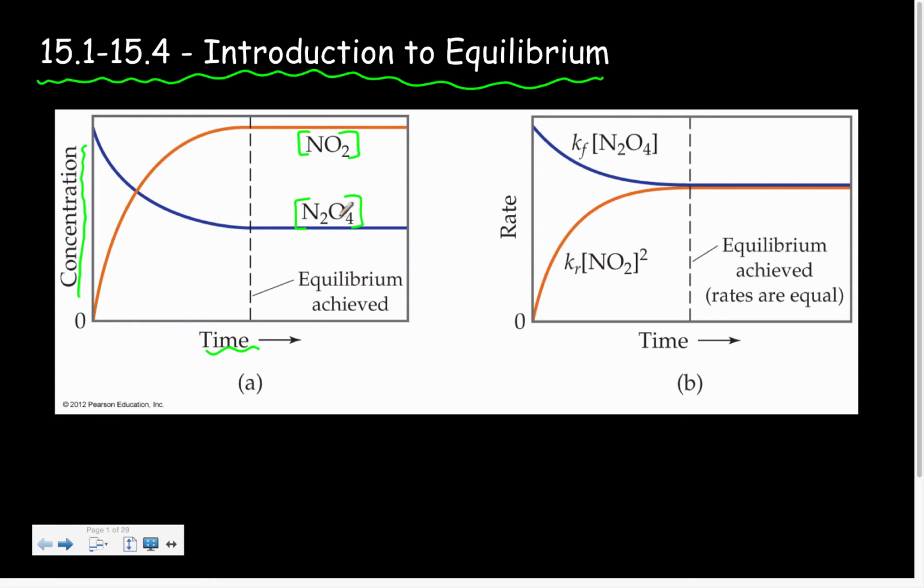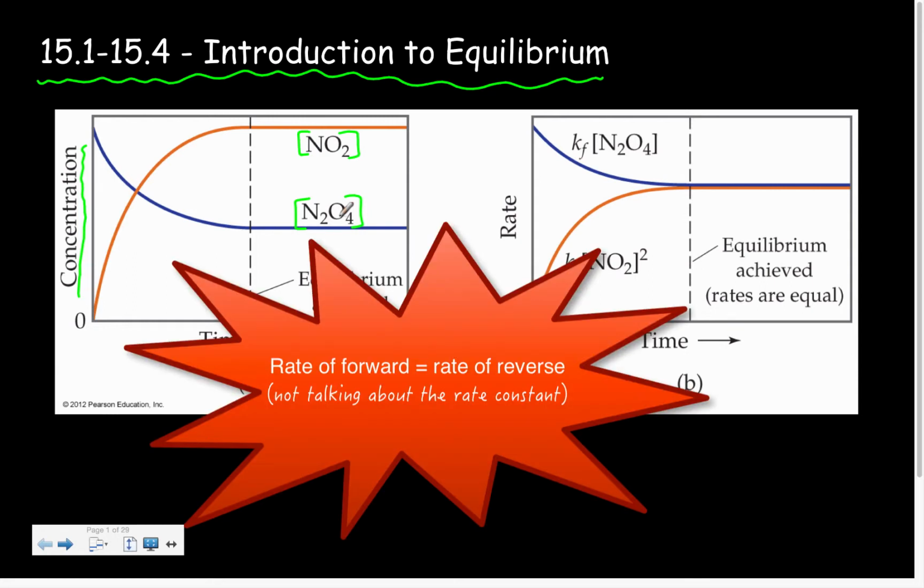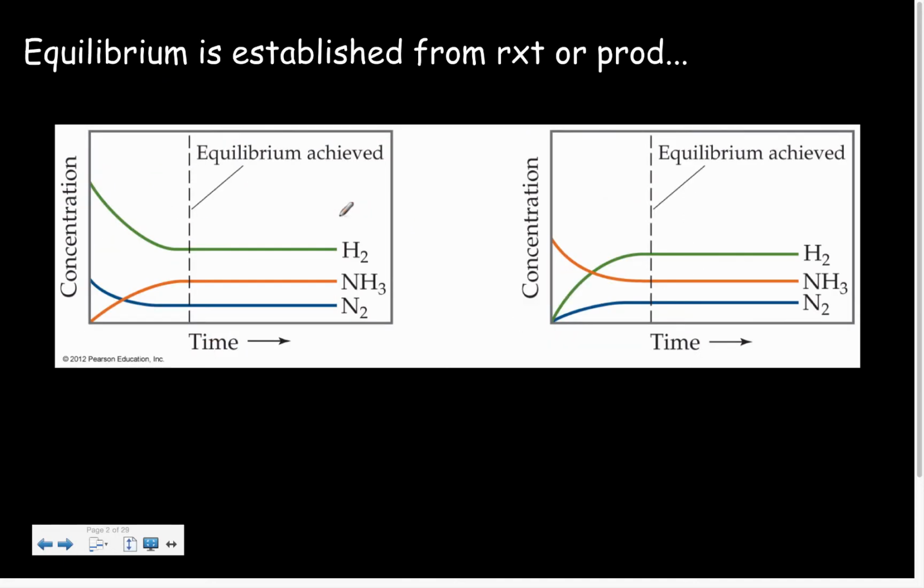So when we talk about equilibrium, macroscopically, there is no further change. Microscopically, concentrations are constant because the rate of the forward reaction equals the rate of the reverse reaction. Now, note that equilibrium is established whether we start with reactants, or we start with products, or we start with a mixture that allows us to go in either direction. So here, this is for the production of ammonia. This is saying if we have some N2 plus H2 to make some NH3.